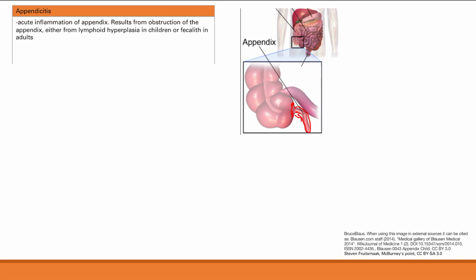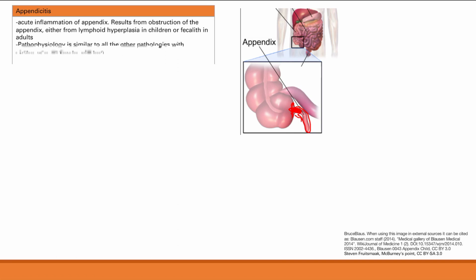Or in adults, you can have a fecalith. A fecalith is like a super hard, dry stool, and this can cause an obstruction. You have a little hard piece of poop here, causing obstruction. And so the pathophysiology is similar to all the other pathologies with obstruction leading to infection. For example, stuff like cholecystitis, maybe diverticulitis sometimes.